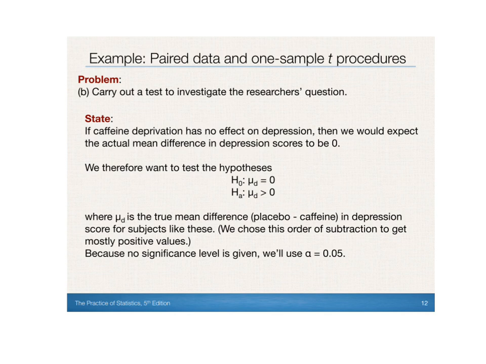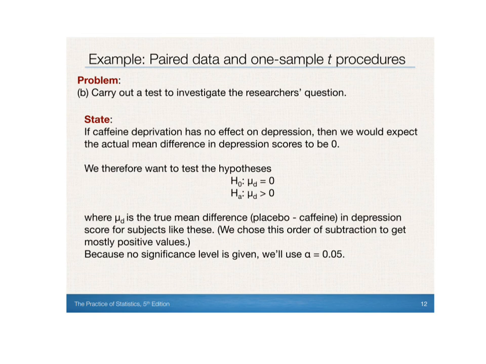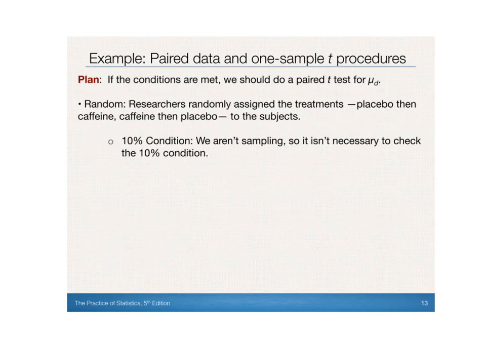Okay, and then we choose an alpha value at the beginning before we move on. Okay, now we need to check our conditions. First, we can check off the random condition because we know that they were randomly assigned to the treatment groups and that good data procedures were followed.